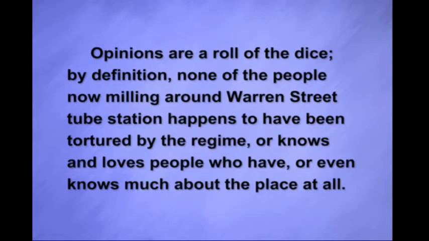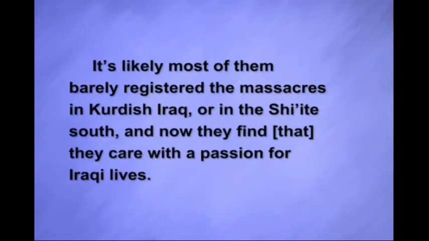The passage continues: it's likely most of them barely registered the massacres in Kurdish Iraq or in the Shiite South, and now they find that they care with a passion for Iraqi lives. So in that sentence, we see that Perowne really knows what he's talking about. He's read up on the situation in Iraq. He remembers these events in a way that the protesters may not. They have good reasons for their views, the passage says. So again, we're accommodating, we're qualifying, among which are concerns for their own safety.